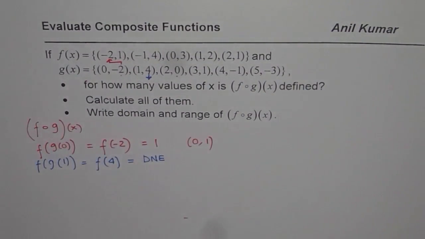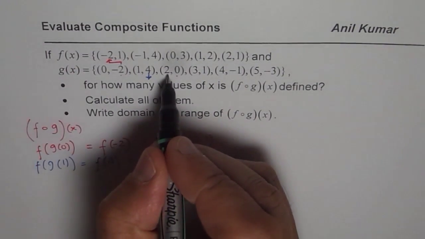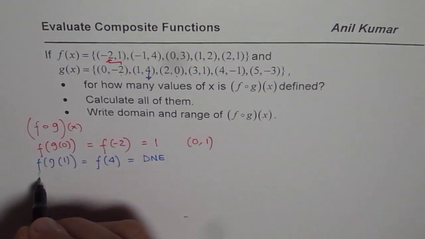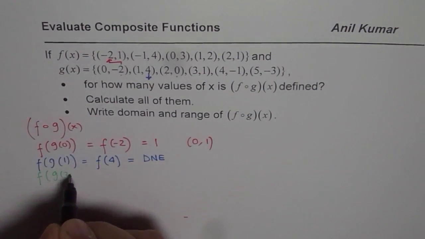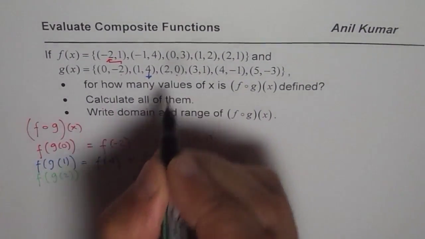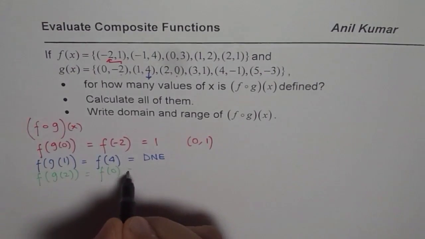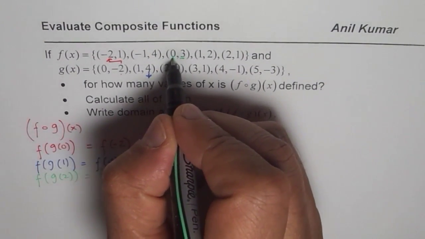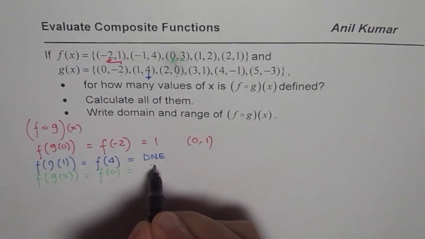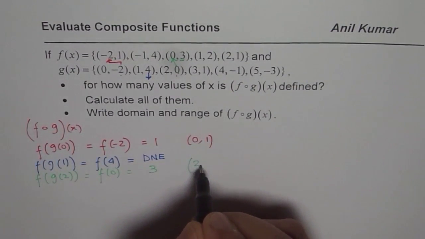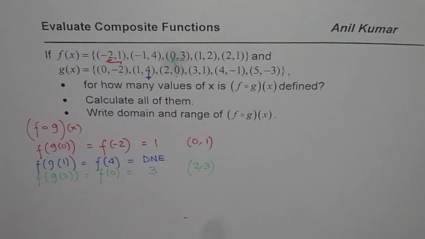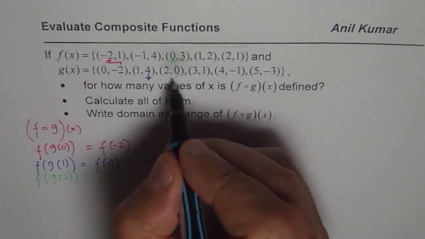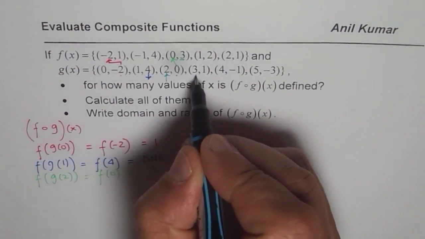Let's look into the next function. Next input value is 2 for g, right? So we say f of g of 2. Now g of 2 is 0, so we get f of 0, and for 0 we have output as 3. So that 0 connects, and then you get 3 as the output. So that is the point. So for 2 we get 3 as the output. So that works. Now let me take another value. We have already considered 2, so now we'll take 3.